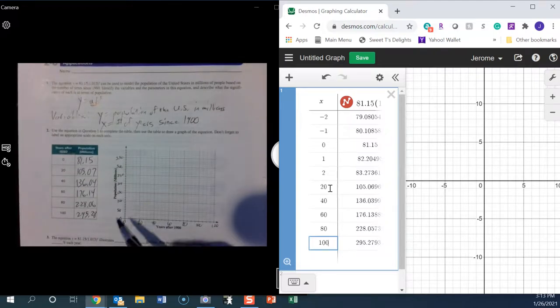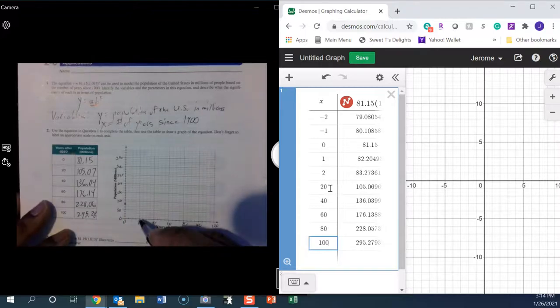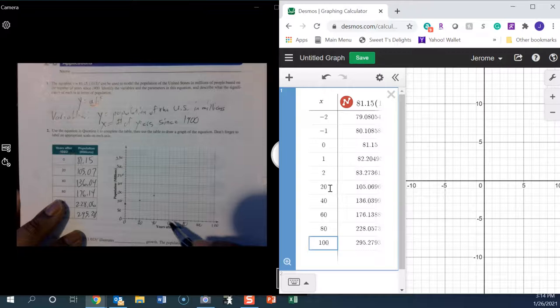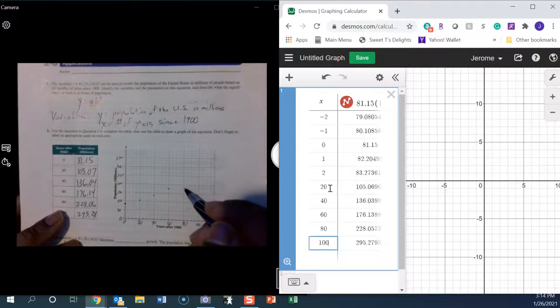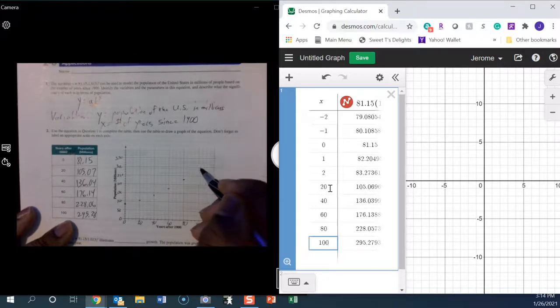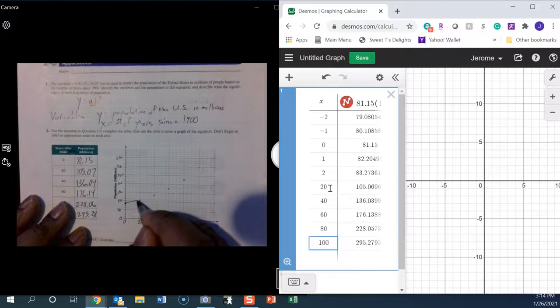Now we want to graph these values. So from 0, it'll be 81.15. We were going by 10s, so this is about there. Then we have 20, say 105, about here. Then we have 40, 136, so 10, 20, 30. It'll be about here in the middle. Then we have 60, 150, 60, 70, almost 180. Then we had 80. Let me see, we had 200, 10, 20, a little bit before 230. Then we have 100, which will be a little under 300. Now, we connect these points here.